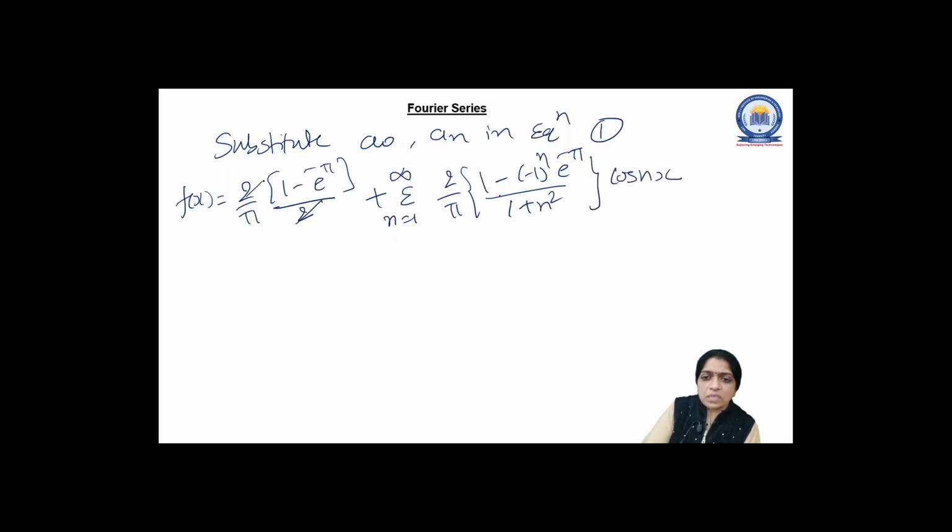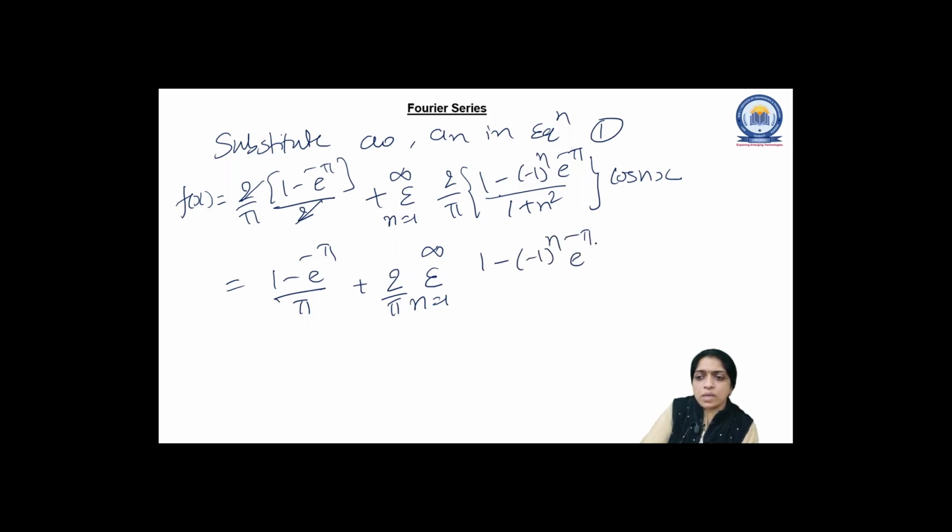After simplification, this 2 will be cancelled. So here 1 minus e raised to minus pi by pi, and if I take 2 out of the summation, that is 2 by pi, both are constants, so here summation n = 1 to infinity of 1 minus 1 raised to n e raised to minus pi upon 1 plus n square into cos nx. So this is the Fourier series expansion for the given exponential function e raised to minus x in the given interval 0 to pi.